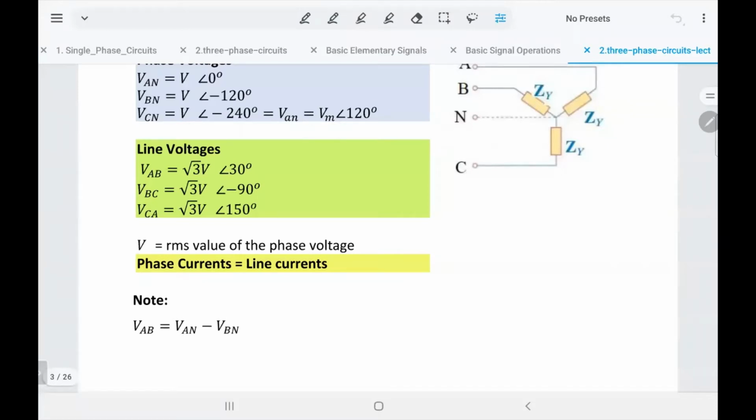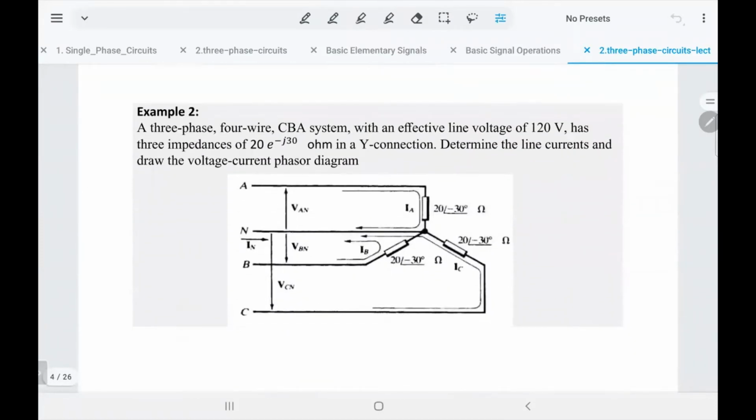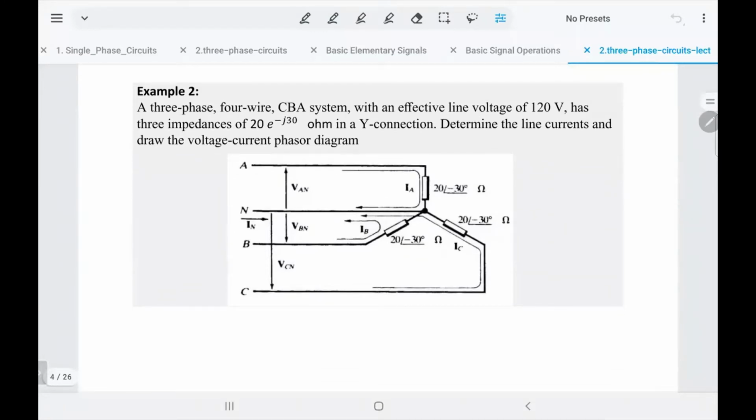Let's take one example here. We need to solve this problem. It's a star connected load, and the impedance of each phase is equal to 20 ohm and the angle negative 30. When all the impedances are equal, we call this balanced load. And that's what we're going to study this semester, balanced load. What is the question here? They said that the line to line voltage is 120 volts, and the impedance is given, and they ask for the line currents. You want to calculate the line currents, IA, IB, IC.